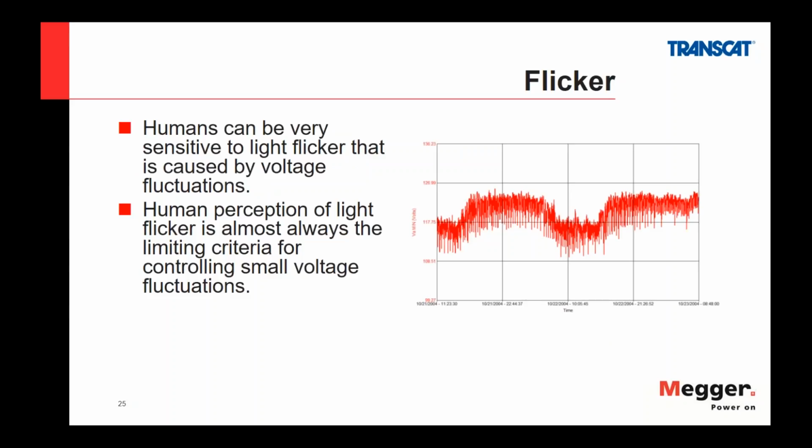So humans can be very sensitive to light flicker. It can cause headaches or even nausea. Lighting variations at different frequencies are perceived differently by the human eye, so it may affect one person and may not affect another.